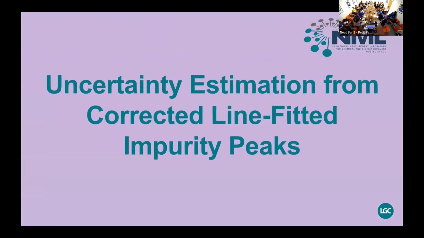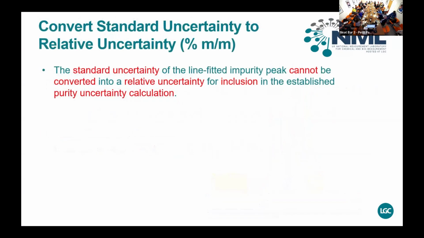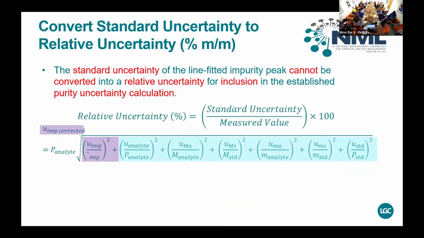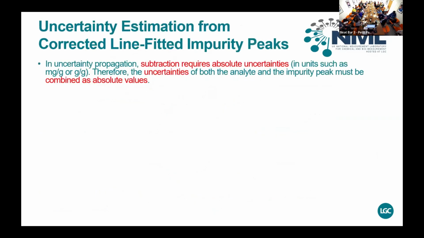Moving on, uncertainty estimation from corrected line-fitted impurity peaks. This is where we correct for our line-fitted impurity peaks and account for that in the uncertainty. We can't take the standard uncertainty of the line-fitted impurity peaks, convert it into a relative uncertainty and include it into our already established uncertainty budget. So we can't do that. Because we've corrected for the line-fitted impurity peak, and to do this there was a subtraction operation, it has to be treated as an absolute value.